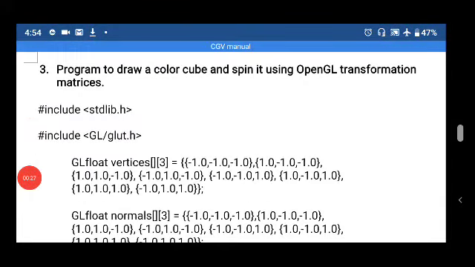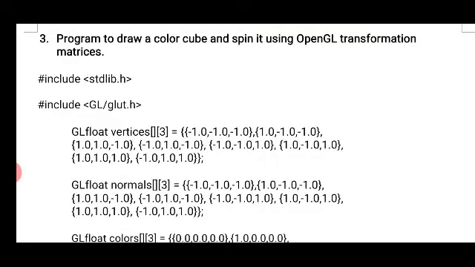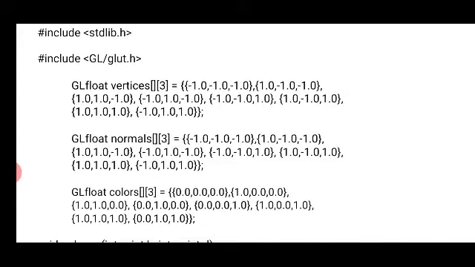Now to draw a particular cube we require 8 different vertices. This is an array which declares these 8 different vertices. The first vertex is -1 -1 -1, the second one is 1 -1 -1. Like this it declares all the 8 vertices. Then the next array contains normal vectors for these vertices to display it onto the screen, and the normal vector values are similar to our vertices.